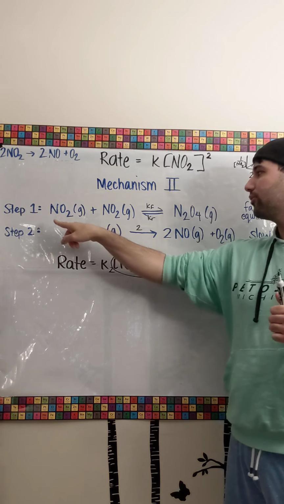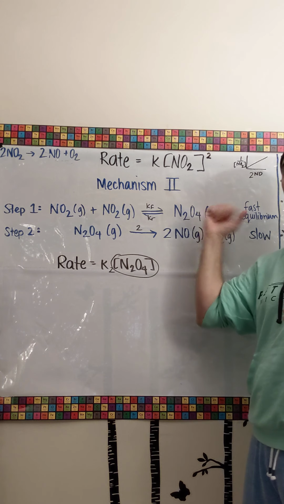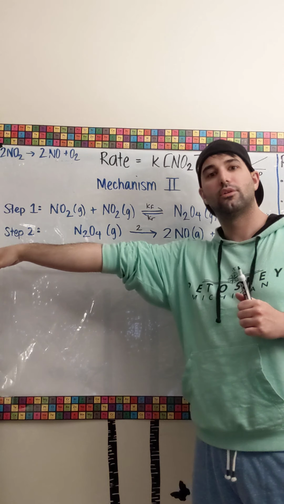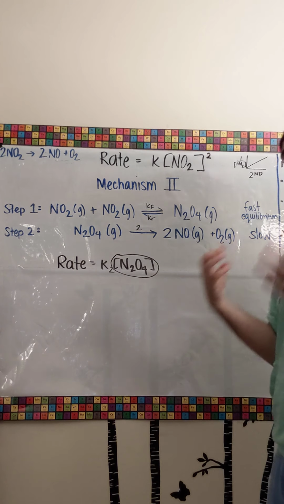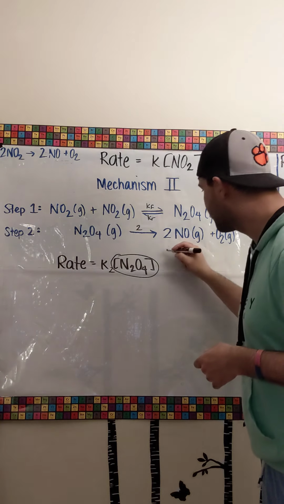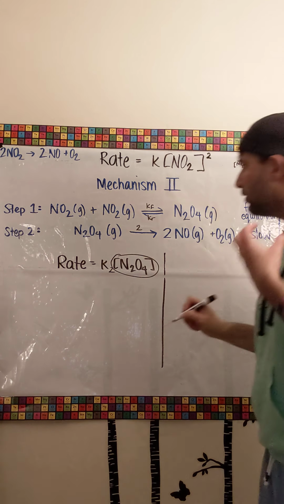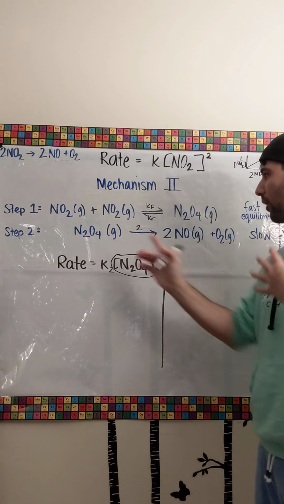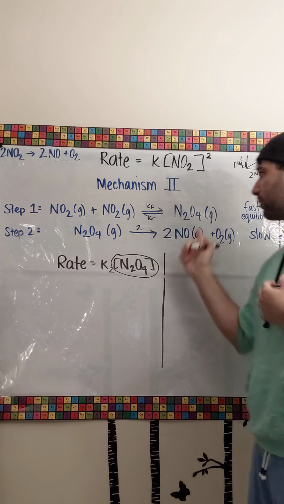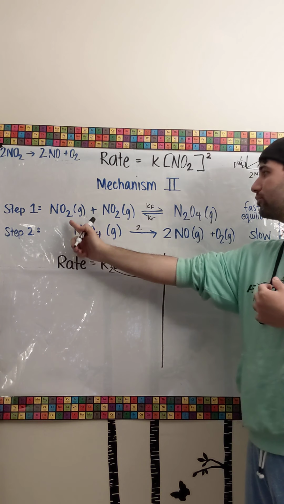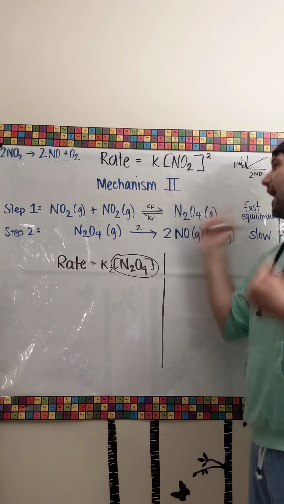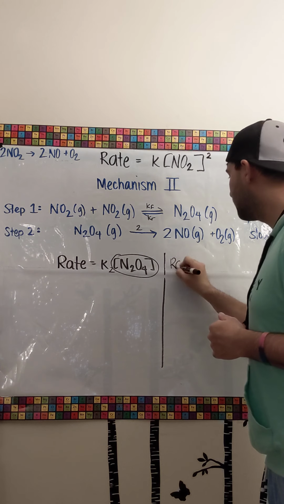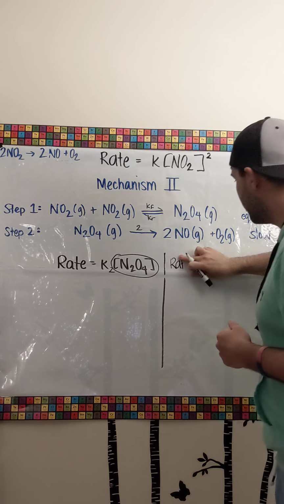I have NO2 and NO2 turning into N2O4, but then I also have simultaneously N2O4 turning into NO2 and NO2. So I could write a rate law for the forward and the reverse reaction. Typically we write rate laws for reactants turning into products, but I'll have that twice. I'll have NO2 turning into N2O4, and I'll have N2O4 turning into two NO2s. So let me write rate of the forward.